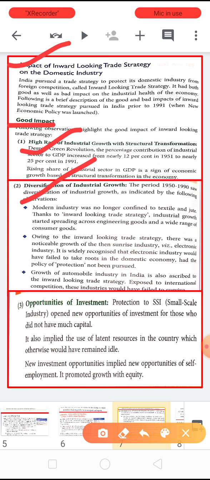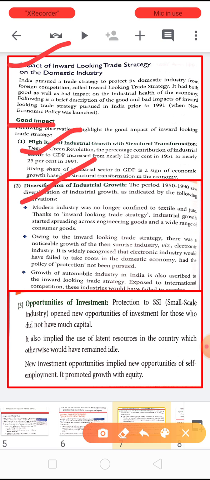Now, the second one is diversification of industrial growth. Children, the period between 1950 and 1990 saw the diversification of industrial growth, as indicated by the following observation. The first says that modern industry was no longer confined to textile and jute, and because of this inward looking trade strategy, industrial growth started spreading across engineering goods and a wide range of consumable goods. So, with this substantial increase in industries, children, we observe a better increase in engineering goods as well as consumer durable goods from the year 1951.